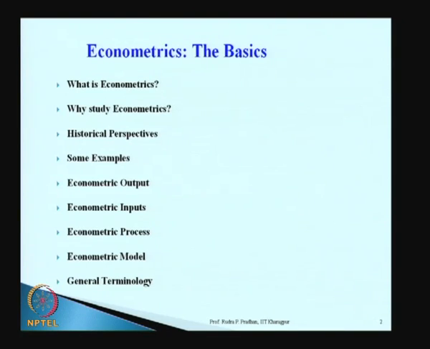Now I will highlight a few things. With this basic introduction, today we are going to discuss these aspects. First of all, what is econometrics, and why do we need to know it? Its historical background and some cited examples, then econometric outputs, inputs, the econometric process, and finally the basic framework of econometric modeling. Some basic knowledge about econometrics should be mandatory before you go for econometric modeling. Econometric modeling is a very complex and difficult subject, and without knowing these basics it is very difficult to enter it.